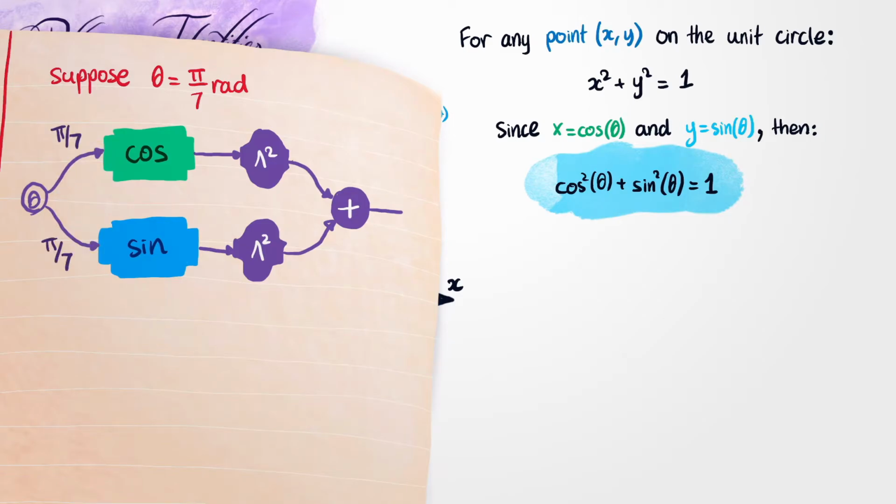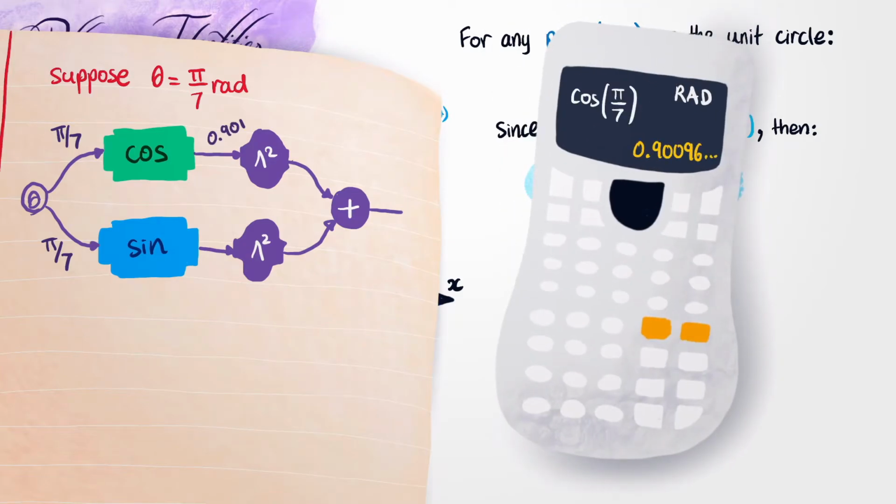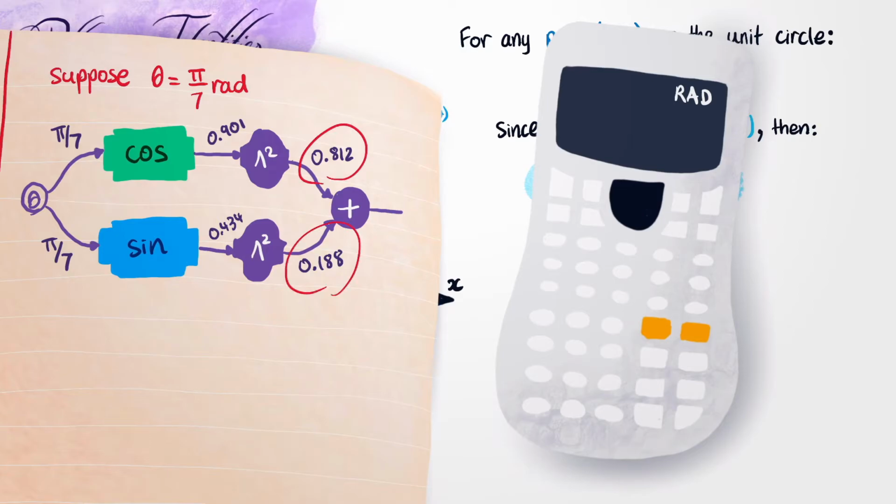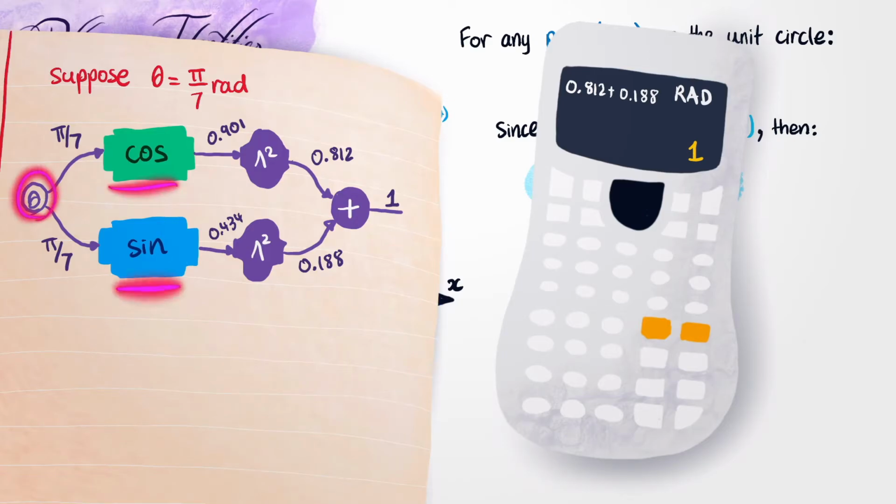Now I'll bring out my calculator and substitute pi on 7 into cosine. Now I'll do the same thing for sine. Now that we know that the sine of pi on 7 is approximately 0.434, we can square both the cosine of theta and the sine of theta. Now that we have both of the squares, we should add them to get the final value. I hope you can see what this is telling us. Anytime we take a value, pass it through cosine and sine, square both the values and then add them, we will always get 1.